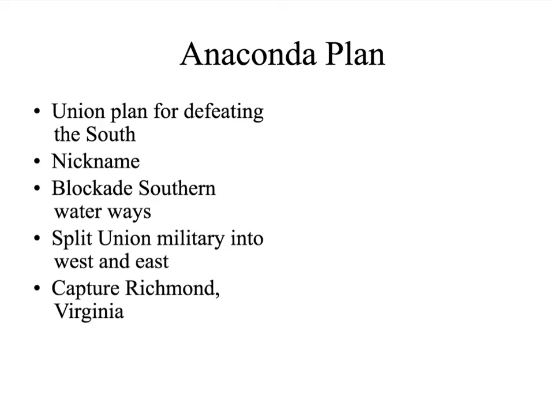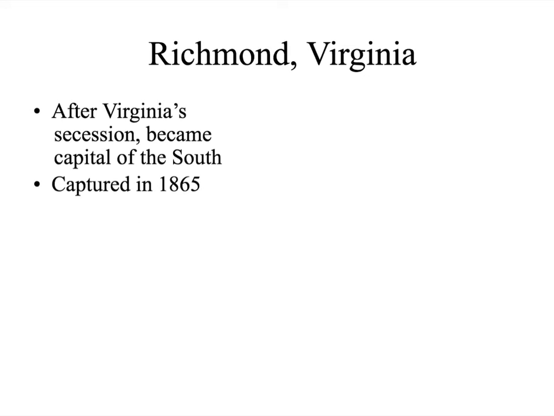So one of the things that the Union will actually organize is a plan to defeat the South. It's going to be nicknamed the Anaconda Plan. So the Union plan for defeating the South, basically what they wanted to do is three major things. A, blockade all southern ports. B, split the Union Army in two so they could take the Mississippi, and then they could essentially strangle the South and then eventually take the capital city of Richmond. So after Virginia's secession, Richmond, Virginia became the capital of the South. Like I said, it eventually will be captured in 1865.